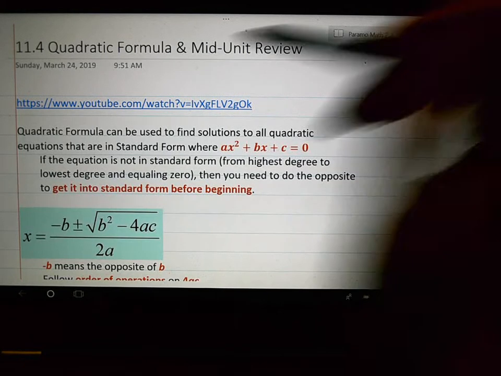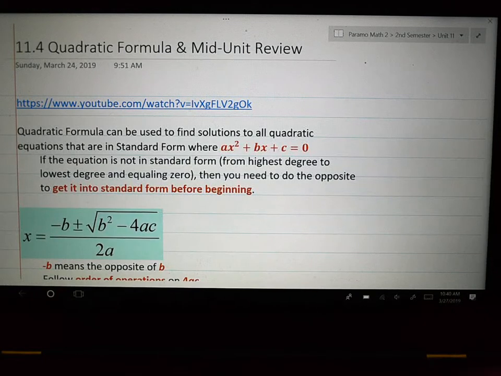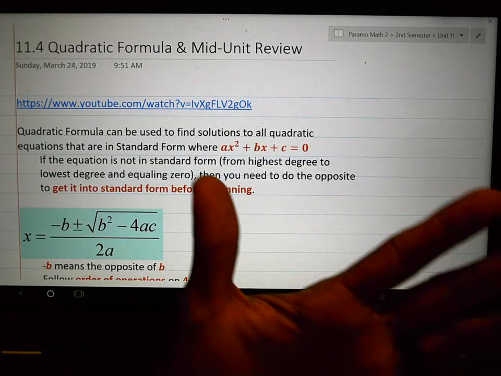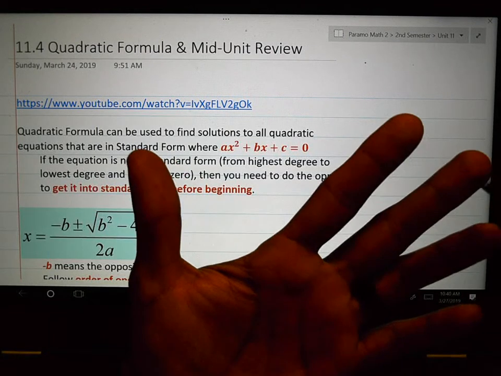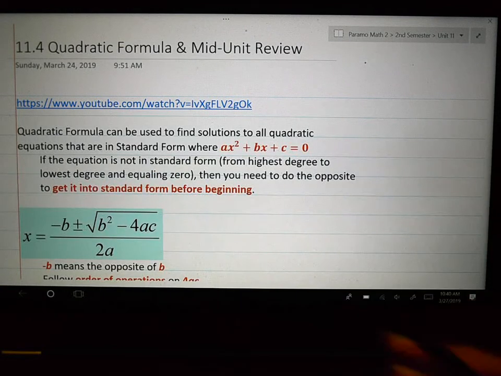So 11.4 is on the quadratic formula. Remember what we're trying to find. We're trying to find places where our graph is going to cross the x-axis. These are known as roots. They're known as solutions. They're known as zeros. They're known as x-intercepts. And sometimes things don't factor nice and neat.